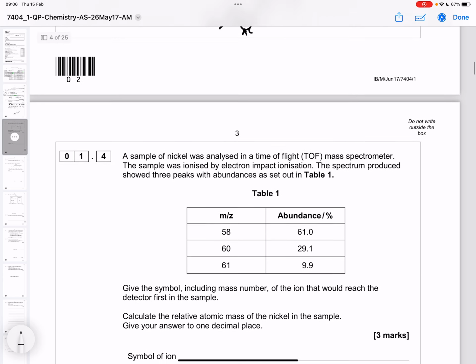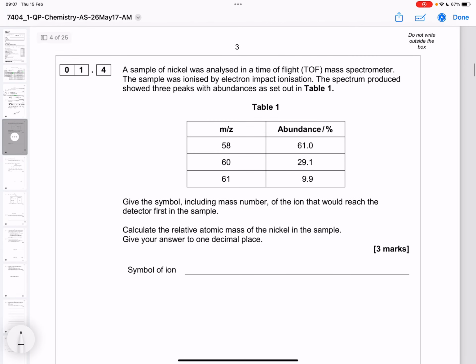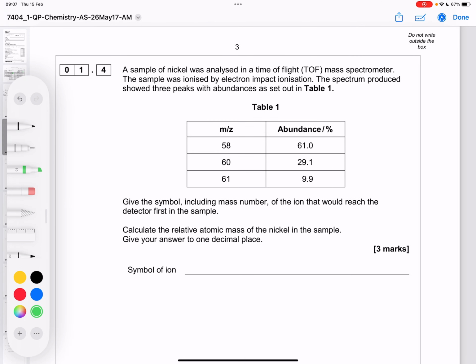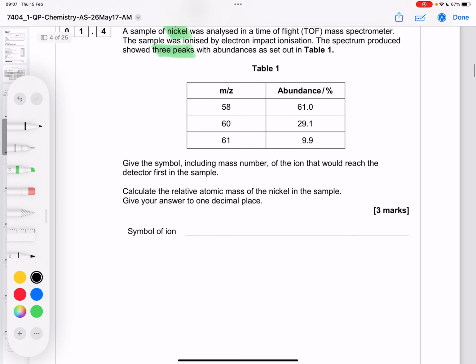Our question continues over the page. We're moving now, notice we're changing elements, to a sample of nickel. So nickel being Ni. And we're going to see the spectrum produced 3 peaks. So there are 3 isotopes of nickel. And we've got their abundances. It says give the symbol, so that would be the Ni part, including the mass number, that would be in the top left, of the ion.